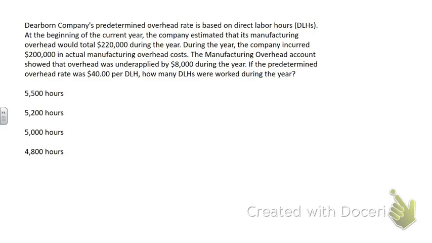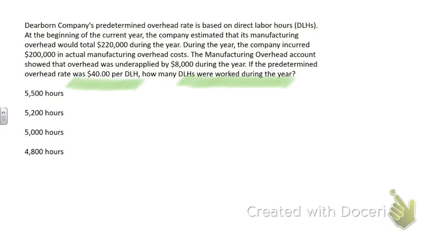Continuing on to the next question, once again, only the questions with math. If the predetermined overhead rate is $40 per direct labor hour, how many direct labor hours were worked during the year? Okay, so let's see what we've got here. At the beginning of the current year, the company estimated that its manufacturing overhead would total $220,000 for the year. During the year, the company incurred $200,000 in actual. The manufacturing overhead account showed that overhead was underapplied by $8,000.